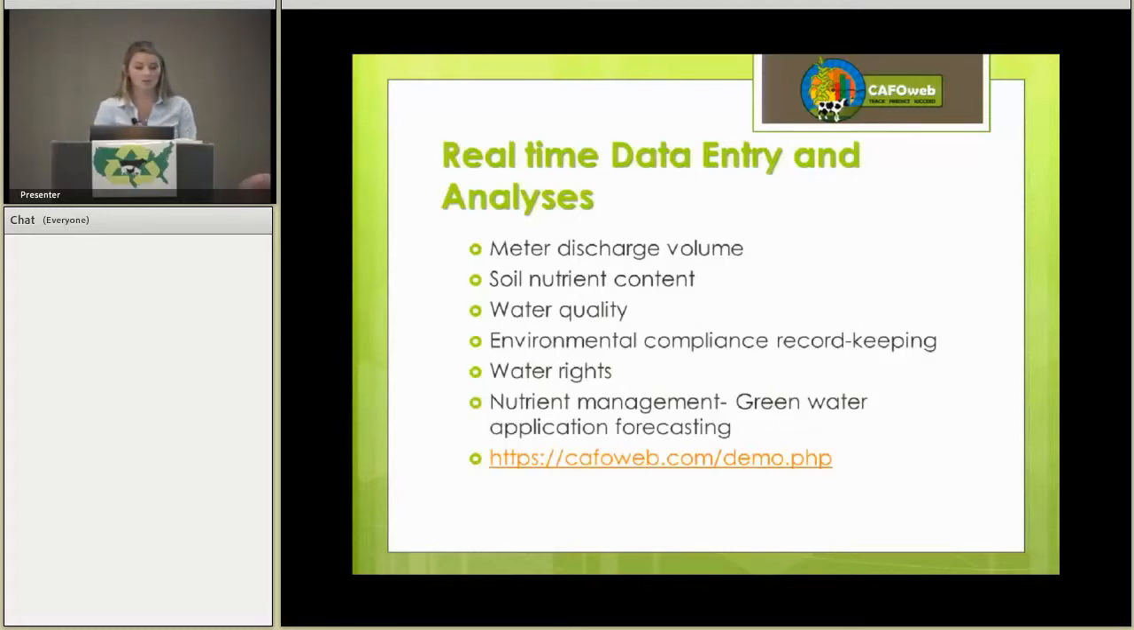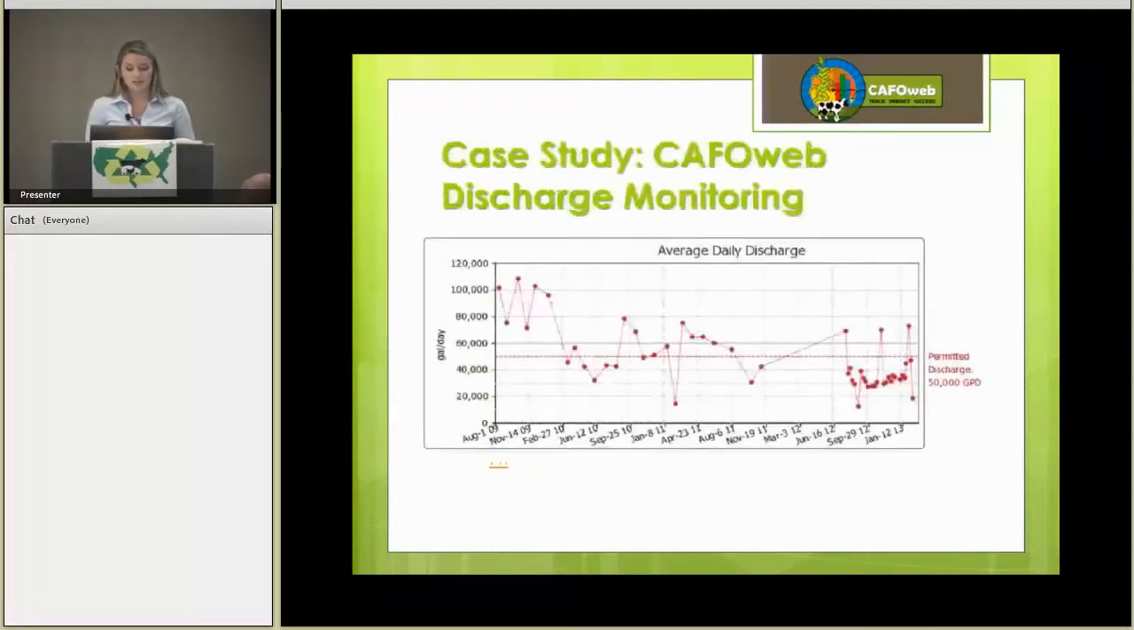And today we'll only be looking at some of these things, so if you'd like more information, at the bottom of the slide, there is a link to a brief demo on our website, so you can find out more information. Now I'm going to show you a few case studies so you can see the real-world applications of CAFOweb.